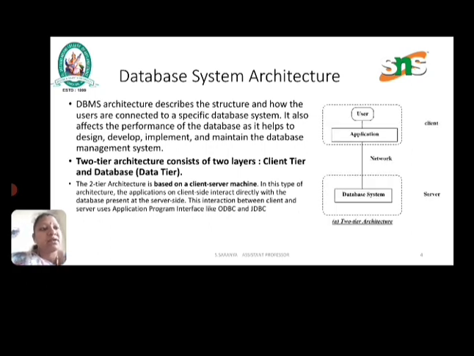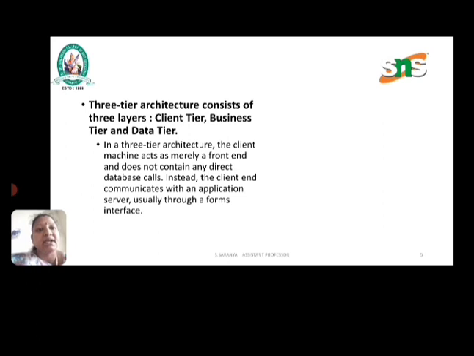This is the diagram for two-tier architecture. In the two-tier architecture, we only have client and server. The data must be passed between the client and server. The next one is three-tier architecture.